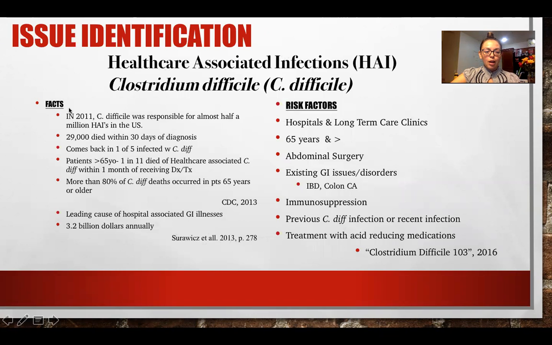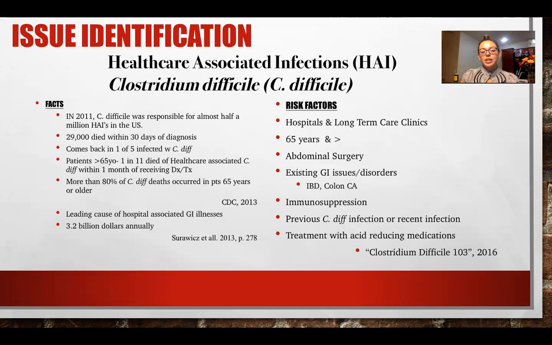For the facts, in 2011, C. diff was responsible for almost 500,000 hospital-associated infections in the U.S. 29,000 died within 30 days of the initial diagnosis. Of patients greater than 65 years of age, 1 in 11 died of healthcare-associated C. diff within 1 month of receiving diagnosis and treatment.